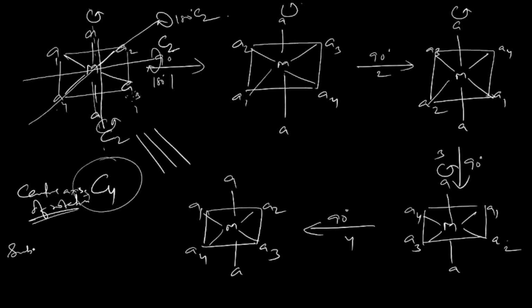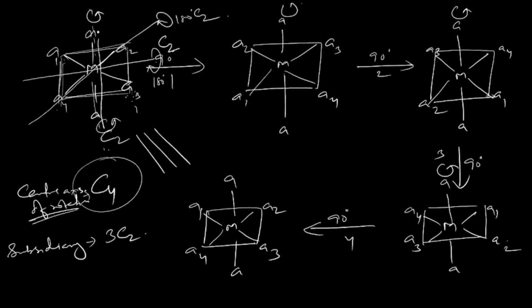And subsidiary, how many are there? 1, 2, 3. So 3 subsidiary axes of rotation are there. These are C2, right? This one is the principal axis of rotation, C4. So perpendicular to C4, which mirror plane is there? This horizontal one, right? Perpendicular to this C4, this mirror plane is there.